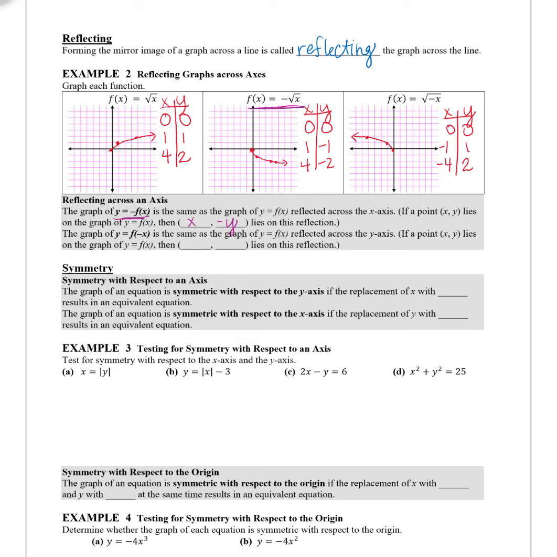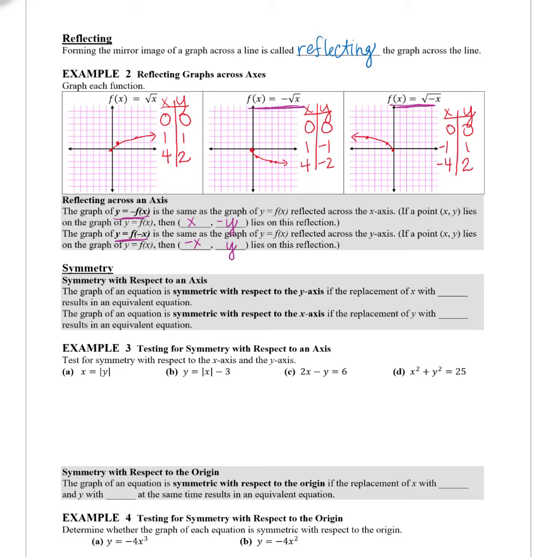If we compare that one with this one here, y is equal to f of negative x, that's just like the third example. Do you see how we're comparing that with the first graph, how it's a reflection across the y-axis? So if the point x, y lies on the original graph, then the point negative x, positive y lies on this reflection.